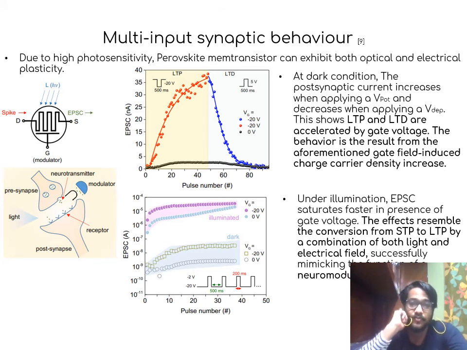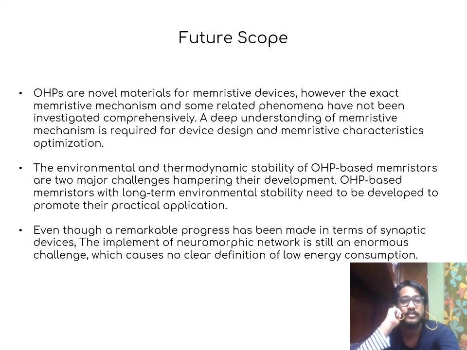Since OHPs are good photoconductors, light can be used as forced stimulation to this device as well. This can be useful to realize retinal synapses in our eyes. If you look at the first curve, the EPSC, or excitatory postsynaptic current, shows both long-term potentiation and long-term depression in presence of negative and positive gate pulses. The curve just below shows that the EPSC saturates faster in presence of light and gate field, which represents the conversion from short-term potentiation to long-term potentiation, thereby mimicking the function of a neuromodulator.